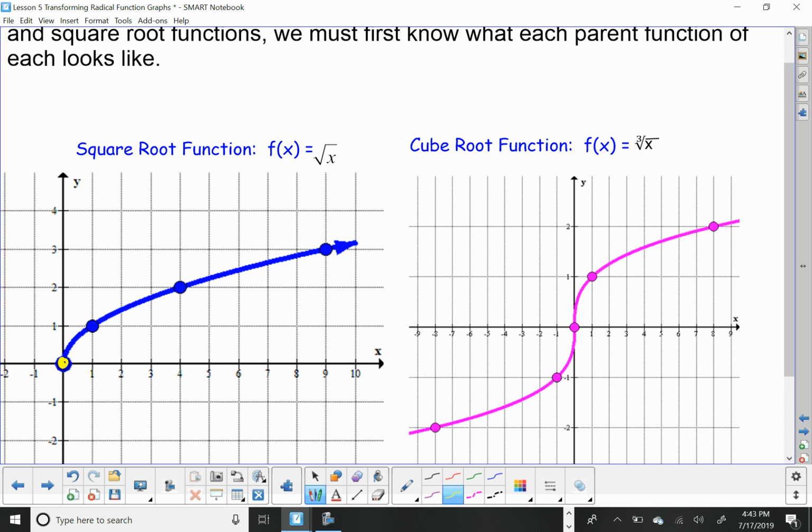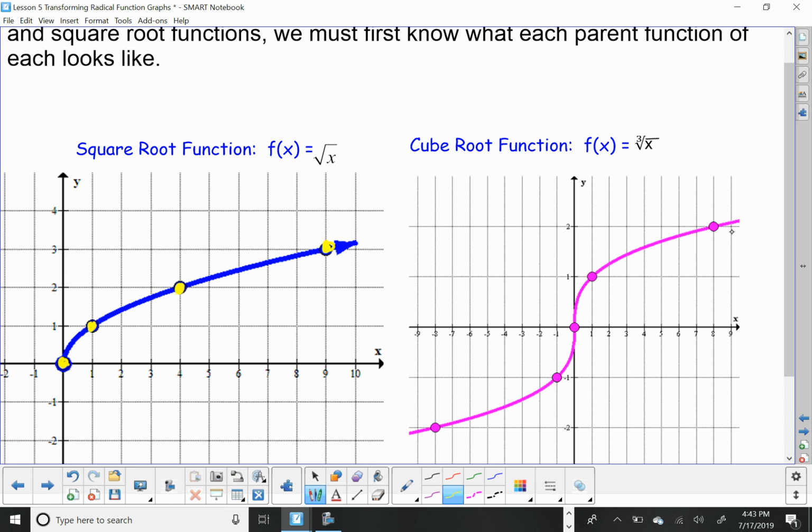We start at 0. We go right 1, up 1. We go right 4, up 2. Why 4? Because the square root of 4 is the next nice number. Then we can go over 9 and up 3 because that's our next perfect square. And then the graph looks like this. By the way, when you go right 1, up 1, right 4, up 2, there's no going left. It only goes one way.